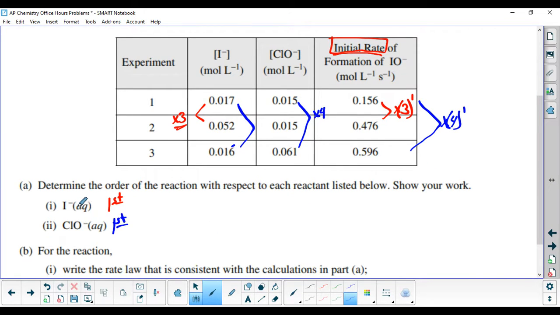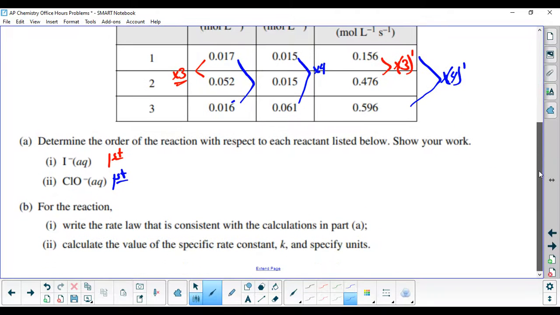So it's first order with respect to iodine and first order with respect to ClO minus. If it was second order, we would have had a 16 here, and we would have had to do 4 squared to get 16. Or if it was third order, we'd have a 64 here, and it'd be 4 to the third power. So that's how you get part A and B.